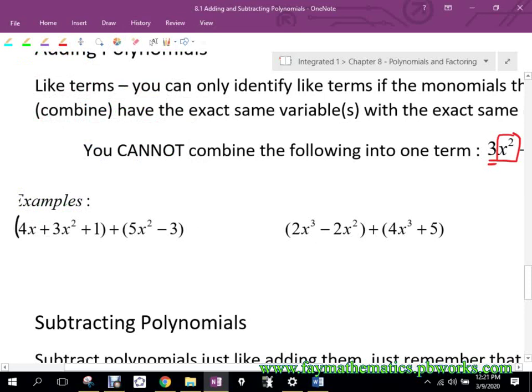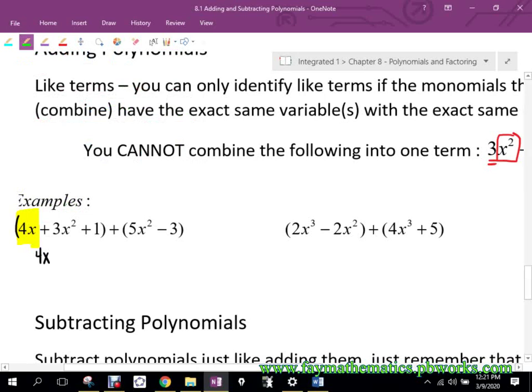Right here. Okay. So what I'm going to do, guys, when we add these things, I'm going to go just like we did in chapter 1. I'm going to go systematic. I'm going to go that term right there, and see, are there any other terms that have x to the first power? Nope. So there's nothing going to add to that 4x. So I'm just going to write it as 4x.